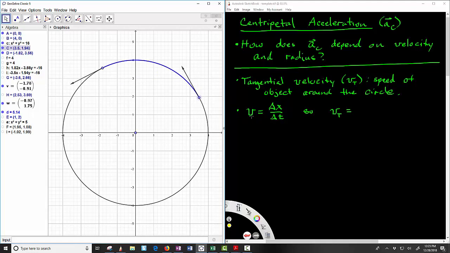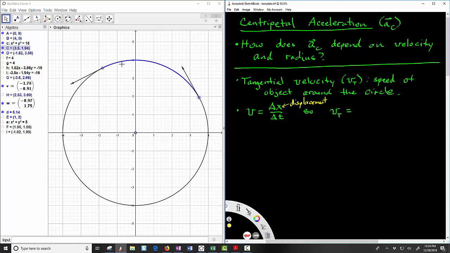Okay, so then we go back and think about linear motion. In linear motion, we know that the velocity of an object is the displacement over time. Remember, that's displacement. However, that's in a line. So we need to define something else for tangential velocity.